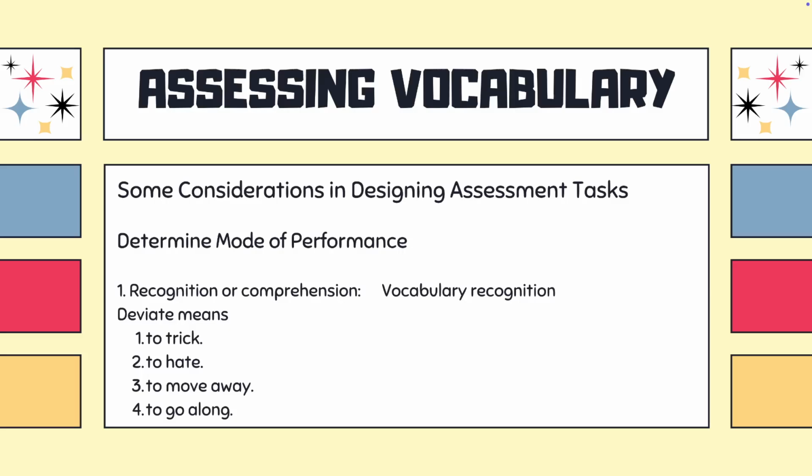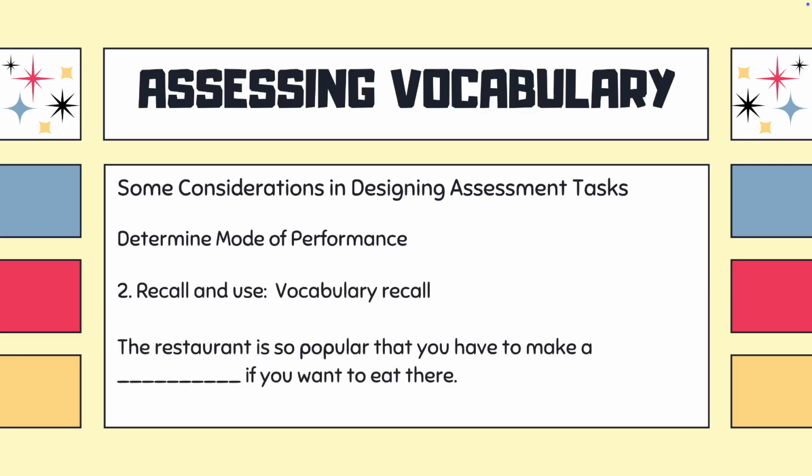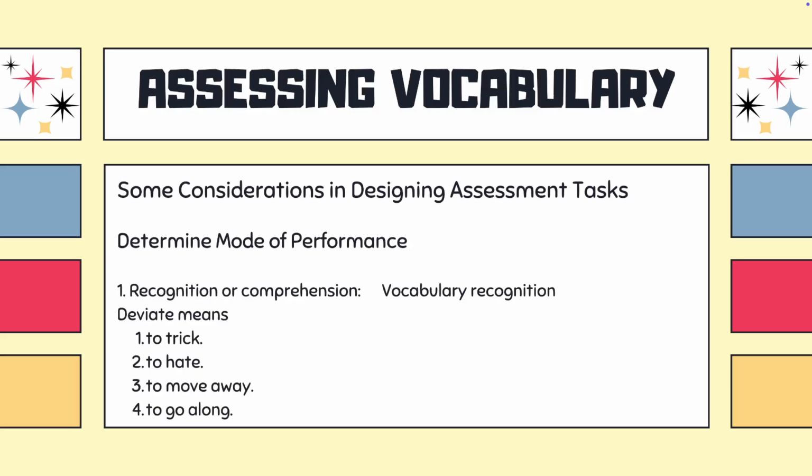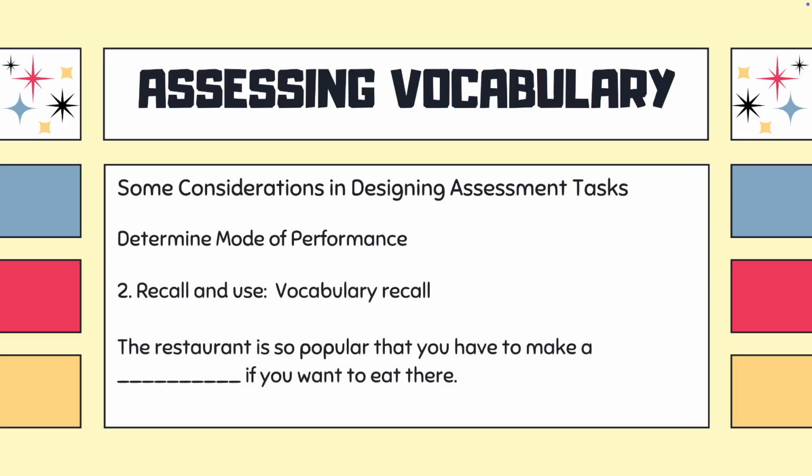Okay, then you need to determine the mode of performance. So is it going to be recognition or comprehension? Vocabulary recognition, for example, the word deviate means, they choose the correct answer. Is it going to be recall and use? So, for example, vocabulary recall, the restaurant is so popular that you have to make so here they have to spell the word, right? So this is a word that you've asked them to learn, and now it's not just recognition, so this is our productive vocabulary, right? On the previous slide, this is our receptive, productive.